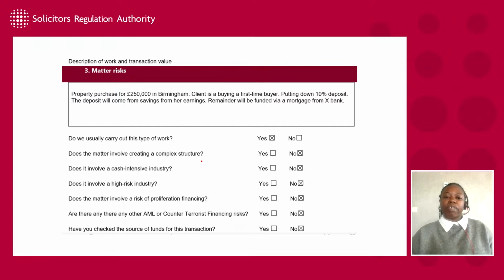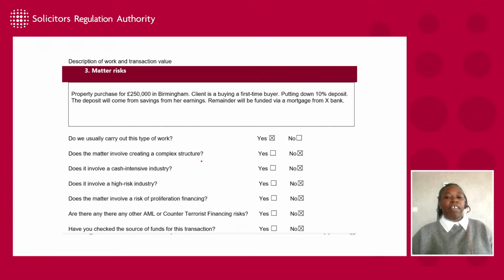If you do not consider source of funds checks to be necessary, it is also equally important to document your considerations before you've arrived at this conclusion. So this is an area we often provide feedback to firms on when we review files as part of our proactive work. Another key question to highlight here is the matter transactional question.